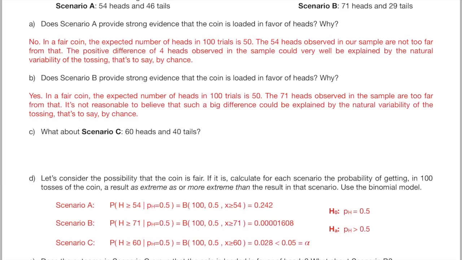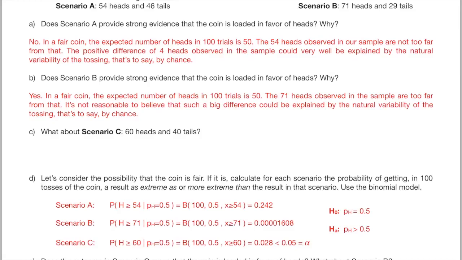It is usually considered a measure of compatibility between the null hypothesis and the observed data. How compatible is an observation of 54 heads with the idea of the coin being fair? Fairly compatible. How compatible is an observation of 71 heads with the idea of the coin being fair? Not compatible at all. Almost zero compatibility. This observation contradicts or discredits very much the null hypothesis. How compatible is an observation of 60 heads with the idea of the coin being fair? Not very compatible, very little compatibility, but still plausible.